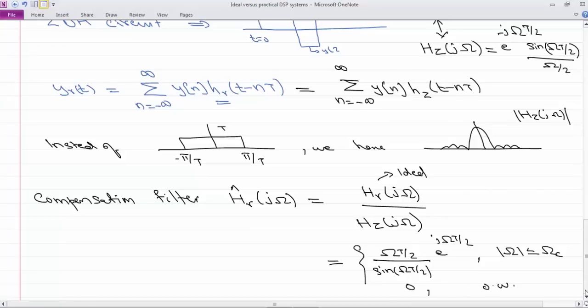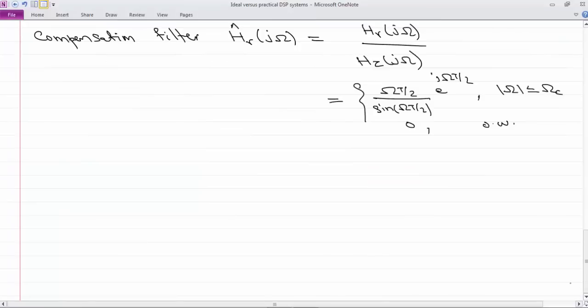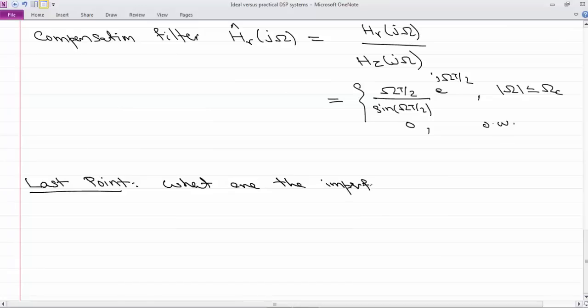The last point that we need to discuss is what are the imperfections caused by an ADC.